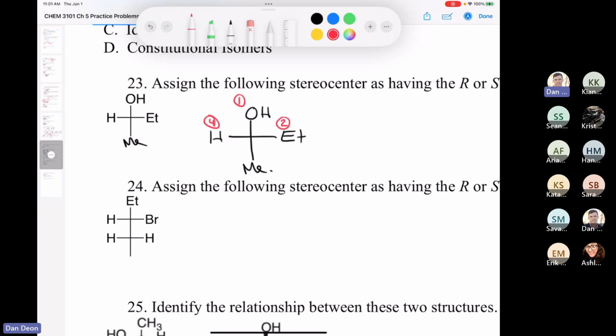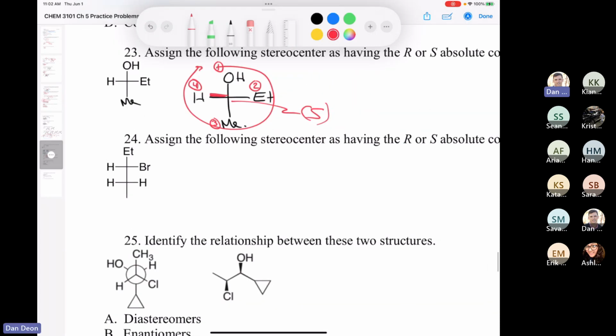And so this would be 2. This would be 3. So we go 1, 2, 3 like that, which is clockwise. So that would be R, but we reverse it to S because the hydrogen, remember, is coming out like this. So this is an S compound.